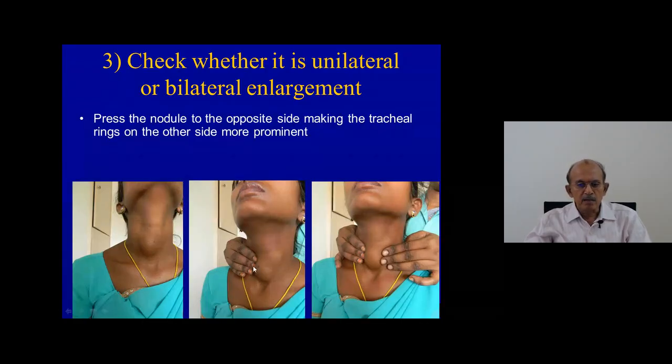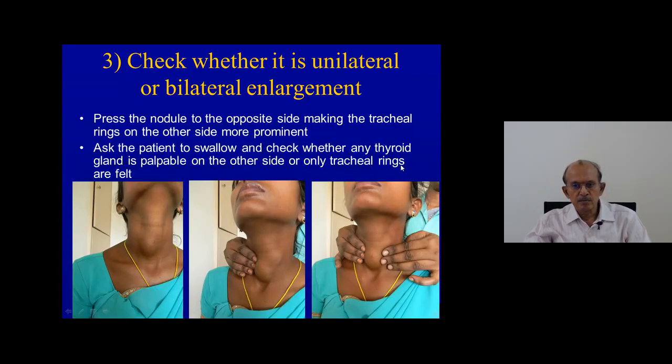So you push the lobe to the other side and feel the tracheal rings on the other side. If you feel the tracheal rings on the other side, you will be able to feel the swelling here, if it is a dominant nodule, or any nodules that can be felt. So you keep your fingers over the trachea on the left side and now ask the patient to swallow. Even a small nodule, you will be able to feel it under your fingers. So you feel whether the mass is felt or the tracheal rings are felt.